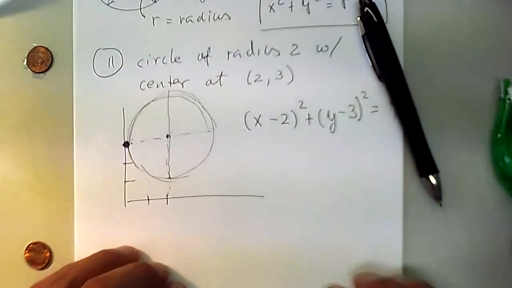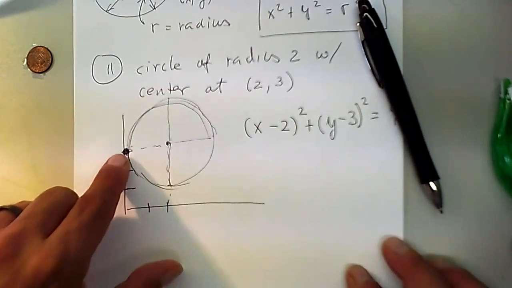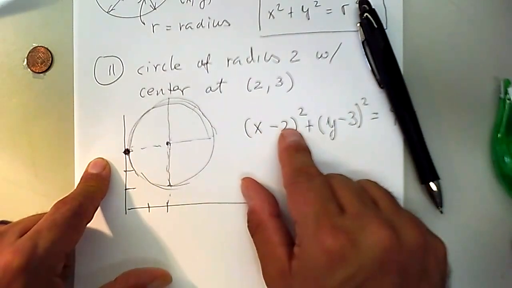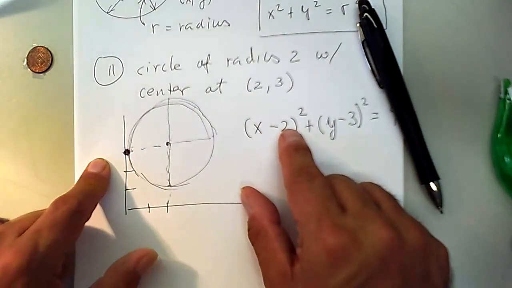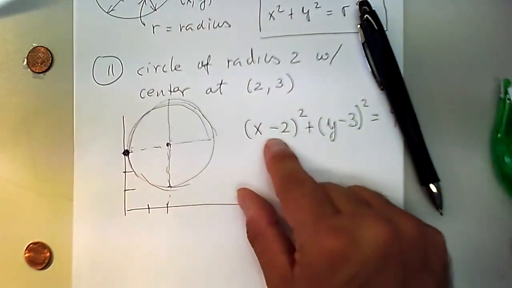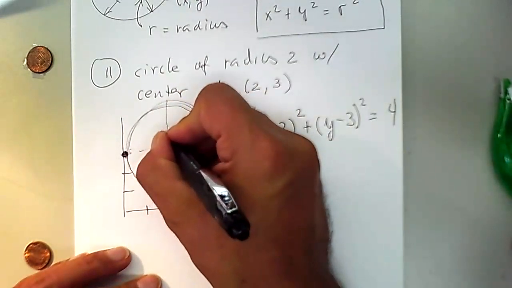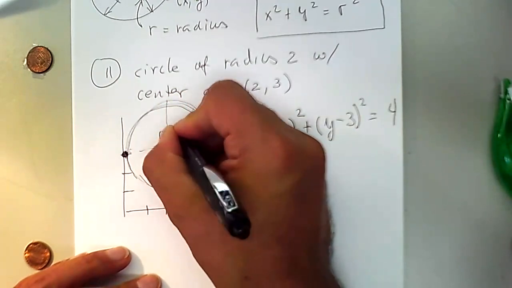Now mind, if the center had a negative coordinate, then when we subtract a negative coordinate, we end up adding a number, a positive number. Okay, so the center of the circle is 2, 3.